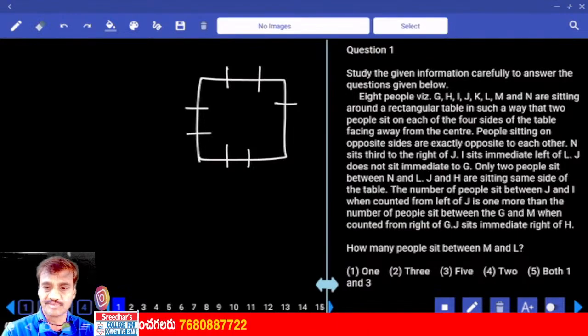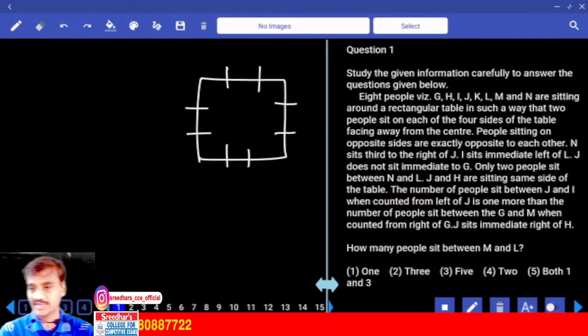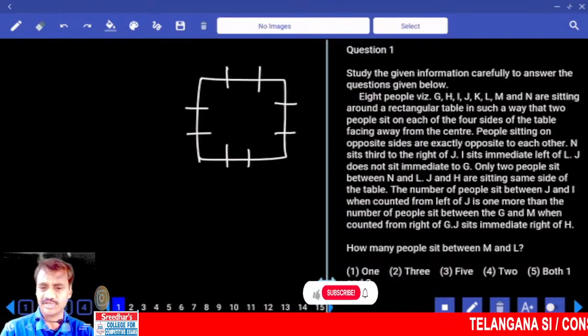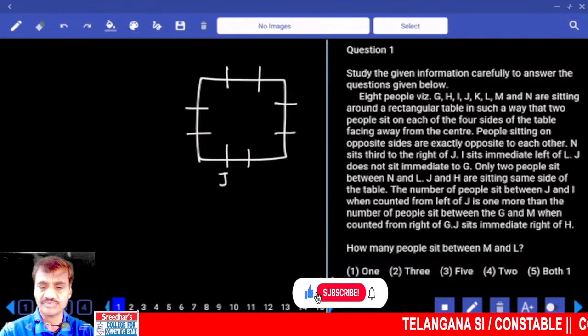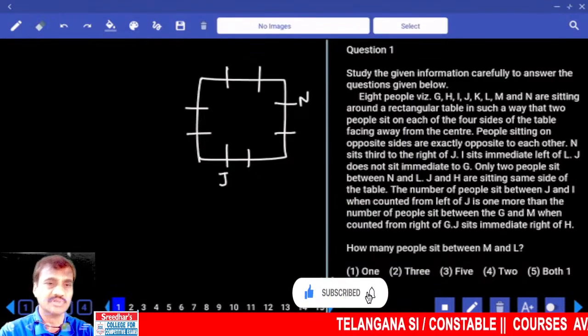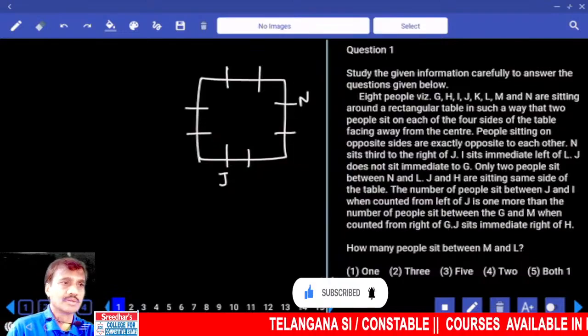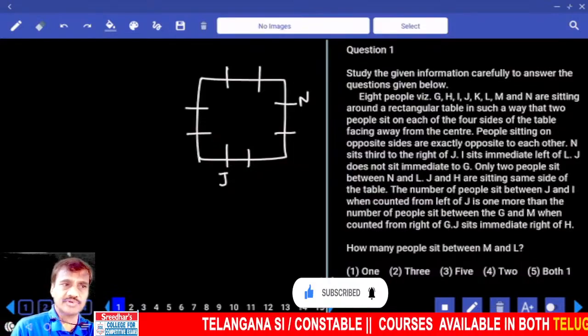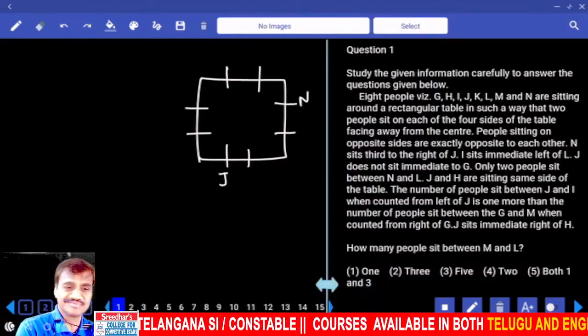First and second priority, and definitely under the first priority, are exactly opposite to each other. Then N sits second to the right of J. If J is here, 1, 2, 3, N will be here. Clear? Now there is one possibility. And what is the next possibility we have?